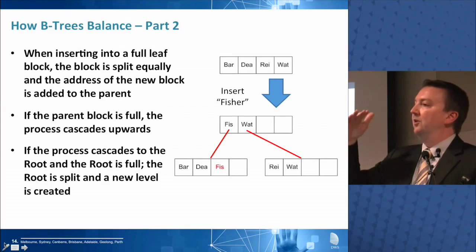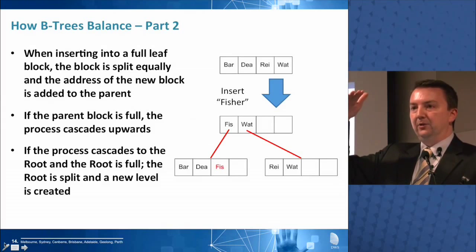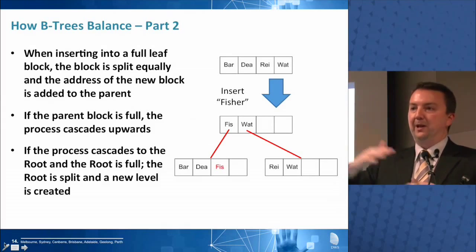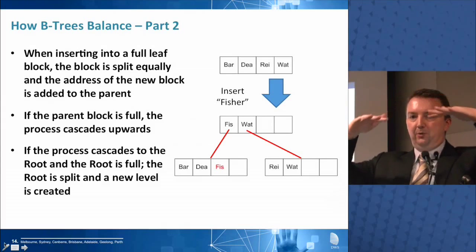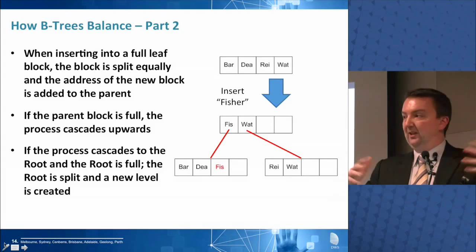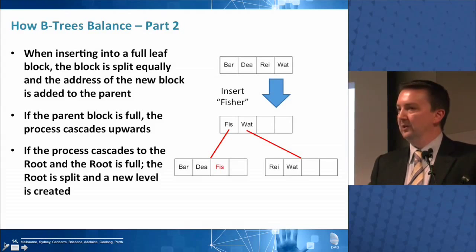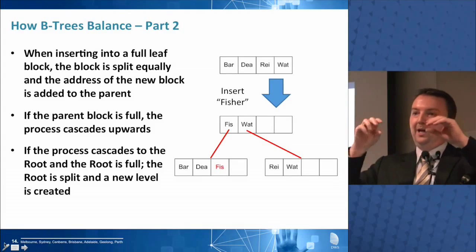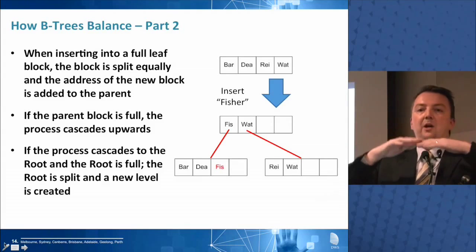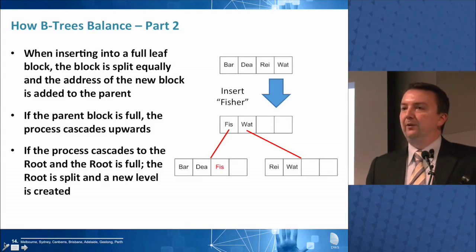Because we add the new level at the root, we're always balanced. It was balanced before we started. It's the root that's split. Everything subordinate to the root encompasses the entire tree. So if we go from level 4, we split the root and add a new root in, every leaf is now at level 5.